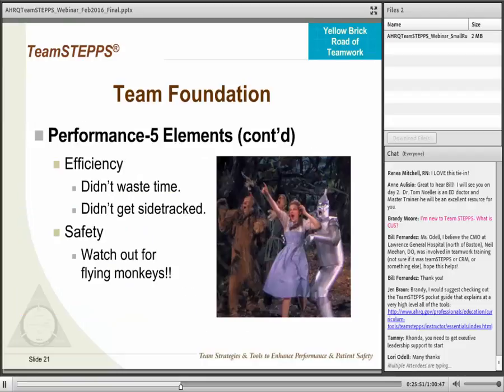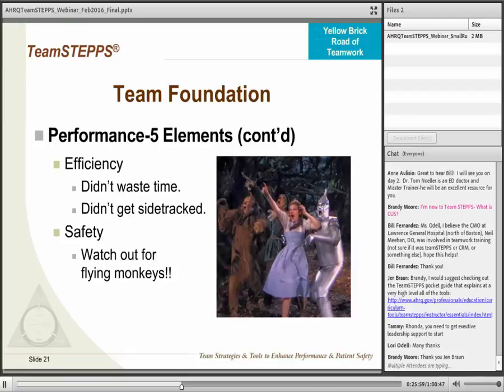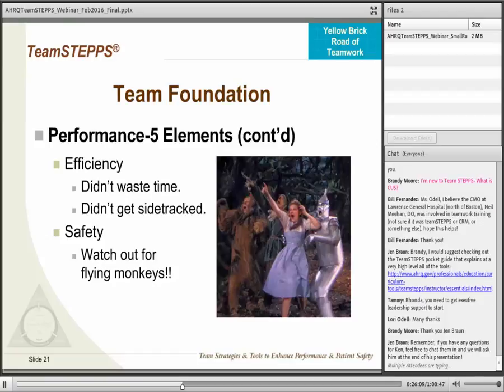And then continuing down the line, we've got efficiency about not wasting time and getting sidetracked, which outside of that little spa day, they were on task. And then safety, and have fun with that. We talk about patient safety in some of those areas. And then always watch out for flying monkeys, and I put that in because I like the flying monkeys. They were one of my favorite things.